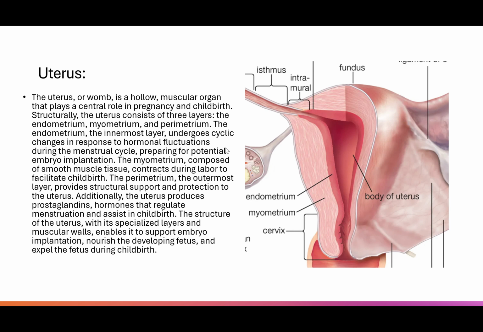Right, the myometrium is composed of smooth muscle that contracts during labor to facilitate childbirth. And the perimetrium, the outermost layer, provides structural support and protection for the uterus. Additionally, the uterus produces prostaglandins, hormones that regulate menstruation and assist in childbirth. The structure of the uterus, with its specialized layers and muscular walls, enables it to support embryo implantation, nourish the development of the fetus, and expel the fetus during childbirth. Okay? Really fine information.